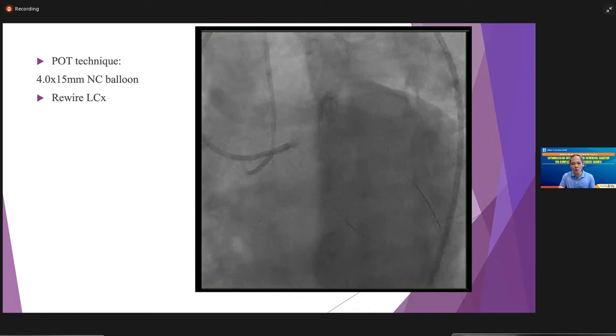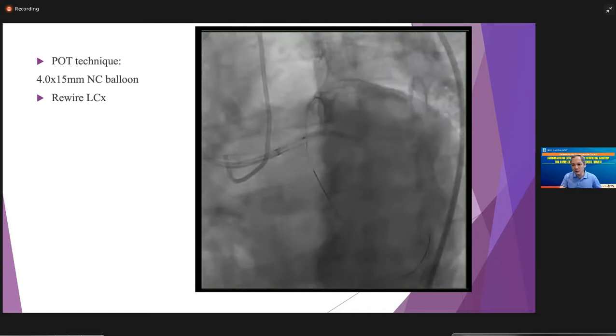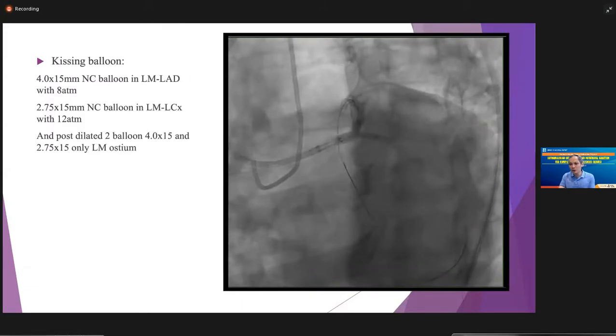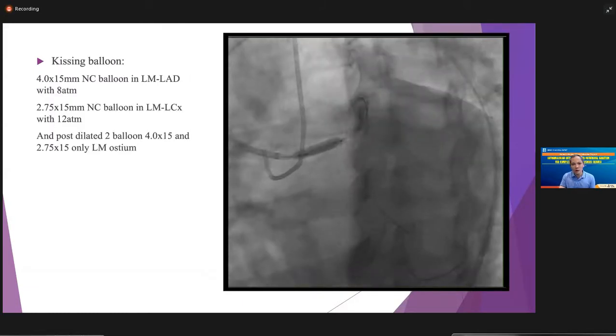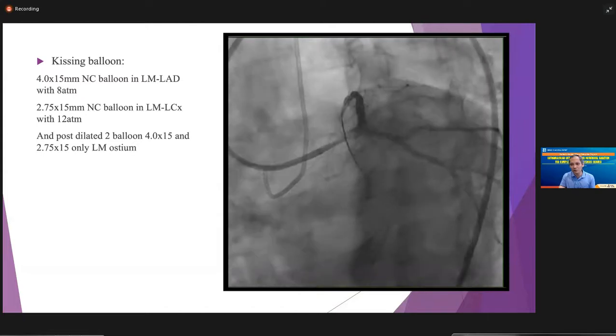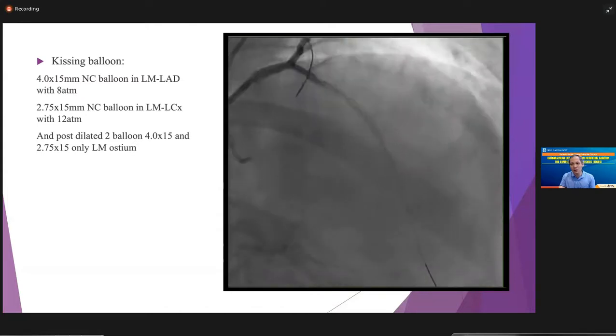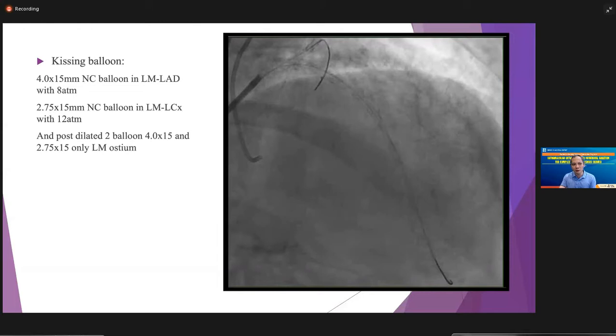Rewire to L6 with the BOT, the left main only with the balloon 4.0 high pressure. We do kissing balloon in the LAD and the L6 with the 4.0 balloon in left main LAD and 2.5 NC balloon to left main L6.